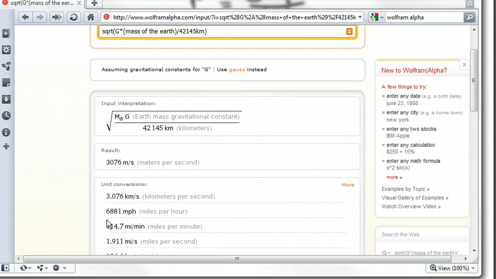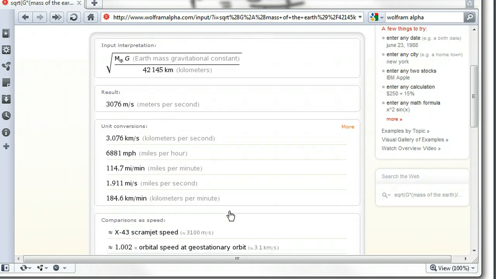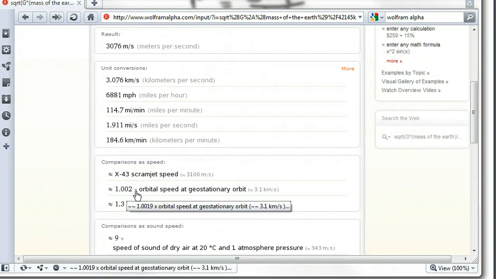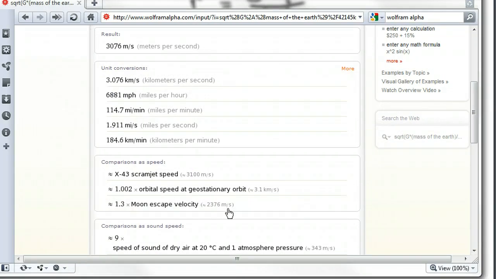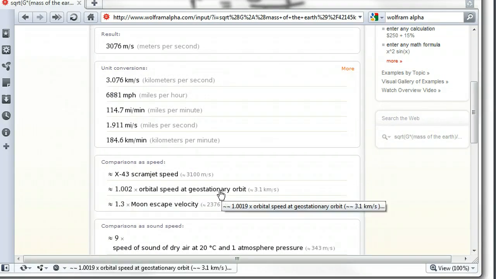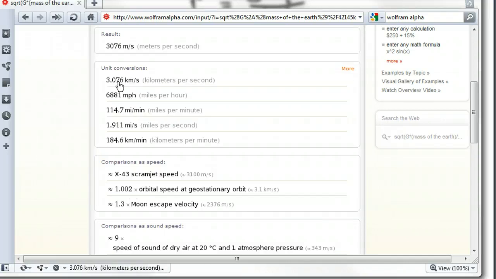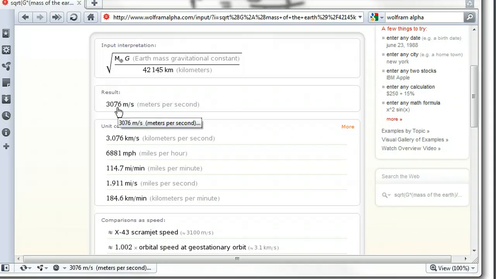And here are some comparisons, there's in miles per hour. And we're almost exactly what they have as the orbital speed of geostationary orbit. We're a bit off just from rounding errors. Okay, so let's write that down. It's 3,076 meters per second.